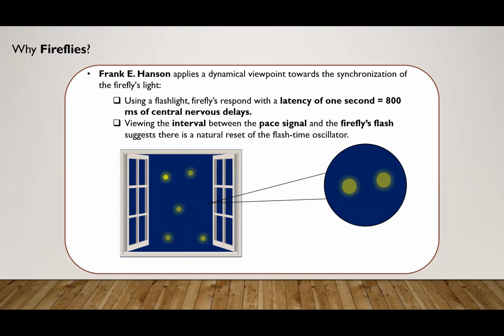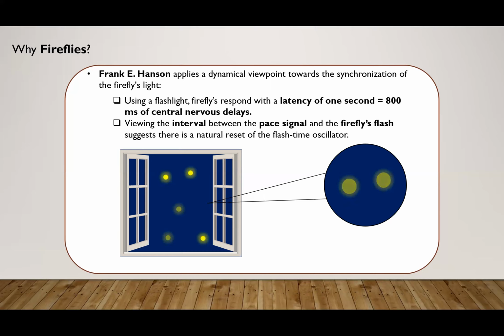According to Hansen and his research, a firefly, specific to a species he was studying, responded to outside light sources with a delay of about 1 second, which equals the period of the natural spontaneous rhythm of flashing and includes about 800 milliseconds of central nervous delay. It was also noticed that fireflies can duplicate faster and slower rhythms of artificial light.